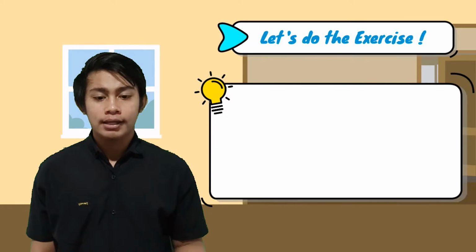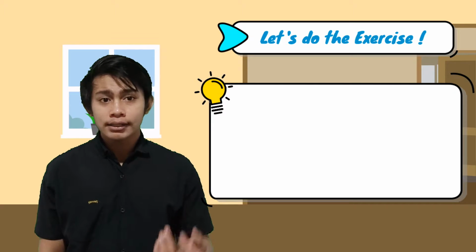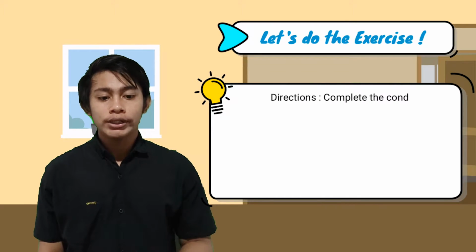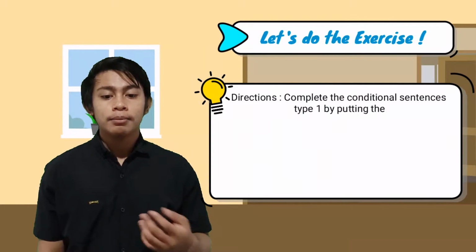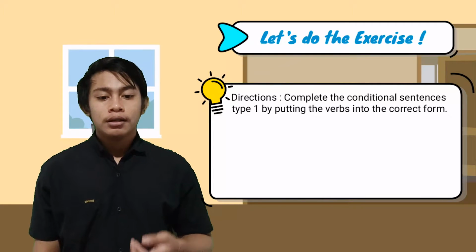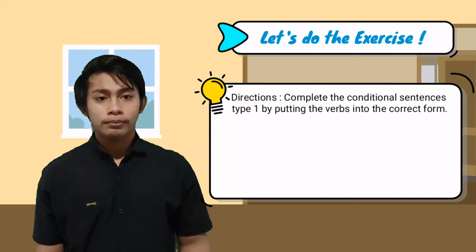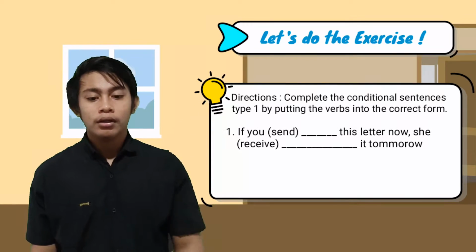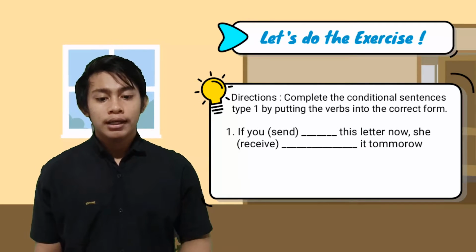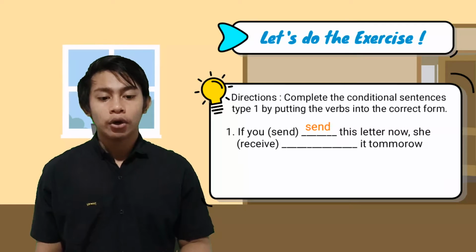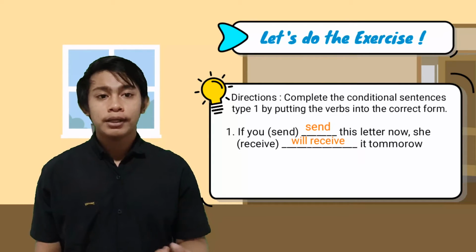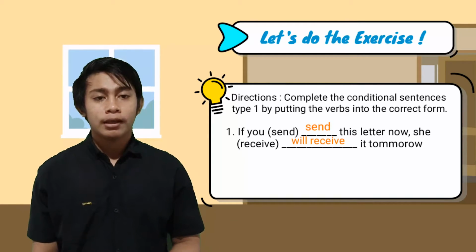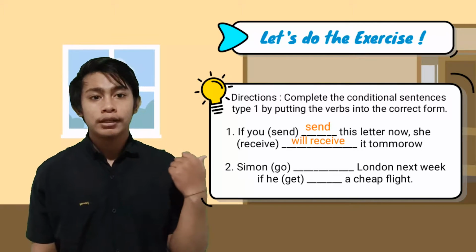Let's do the exercise. The direction is to complete the conditional sentence type 1 by putting the verbs into the correct form. Number 1, you can see here. The sentence will be, if you send this letter now, she will receive it tomorrow. And number 2, you can see here.